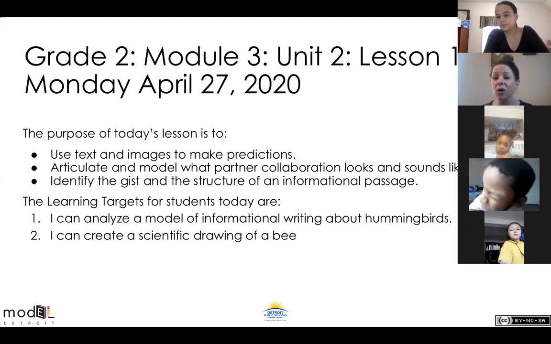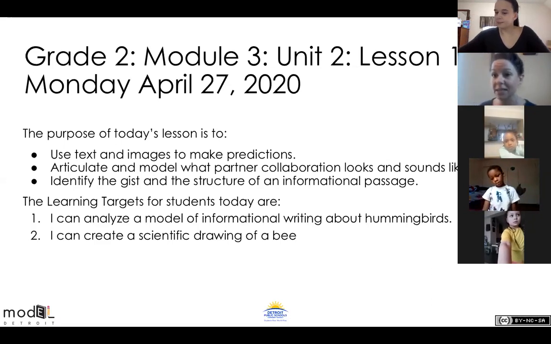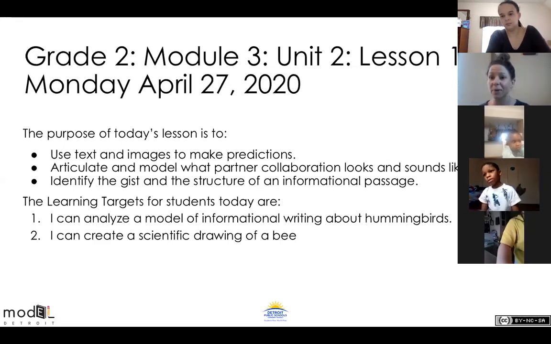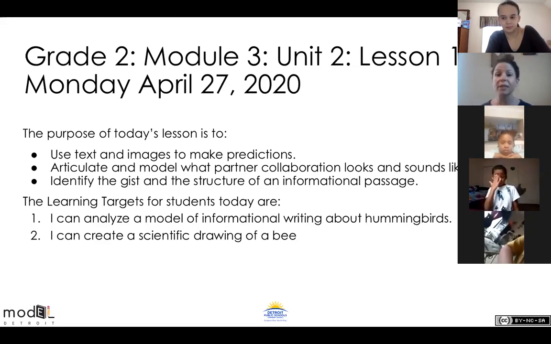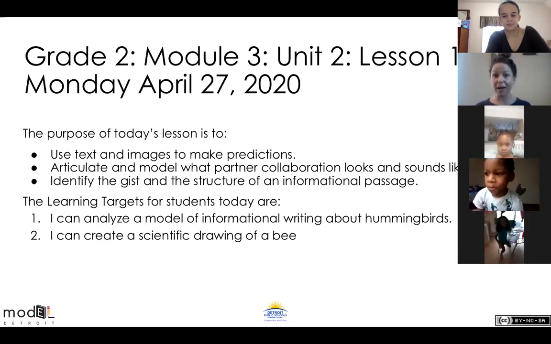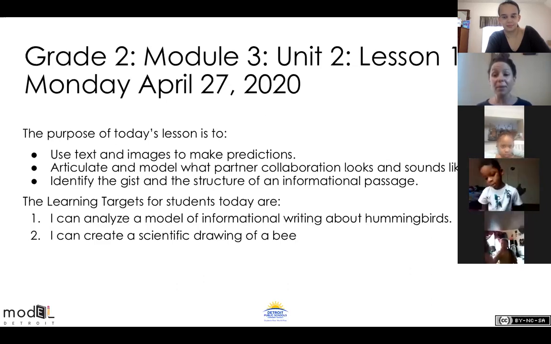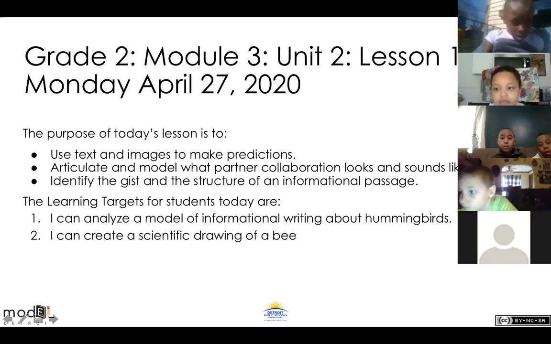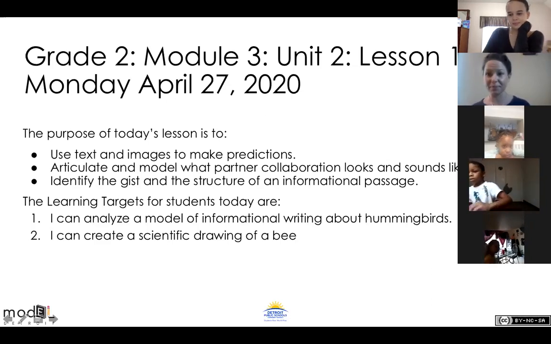All week, we are going to be working on writing an informational writing piece. Today, we are going to show you an example of a high-quality piece about a hummingbird, but you, friends, are going to be writing about bees, okay? Moving forward, you're going to use the hummingbird writing as a model, but you're going to be writing about bees. And then on Friday, we're going to set up times where you can meet with us and read us your writing. Okay.